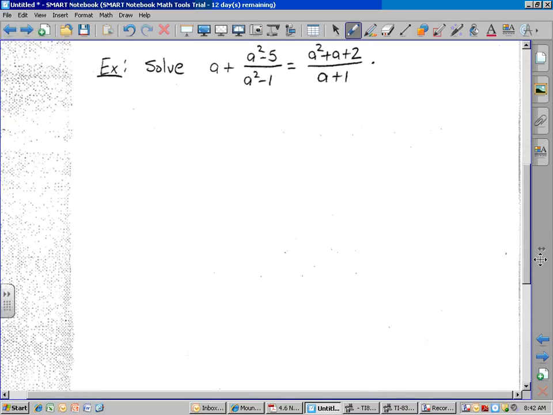Solve a plus a squared minus 5 over a squared minus 1 equals a squared plus a plus 2 all over a plus 1. Now we need to establish what the bottoms are going to be. If there is a quadratic on the bottom, you need to try to factor it. For instance, we have a squared minus 1. That's a difference of squares. It factors to a plus 1, a minus 1. So what's really on the bottom here is a plus 1 and a minus 1.